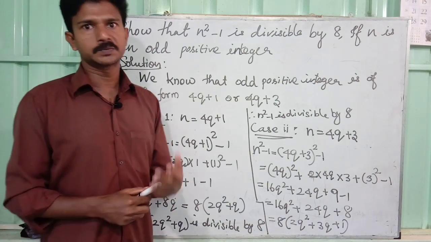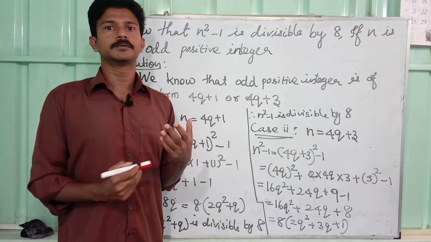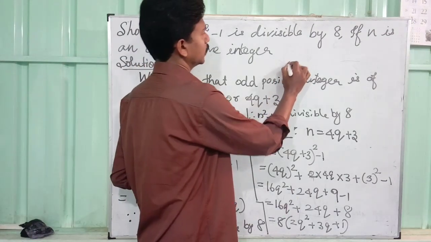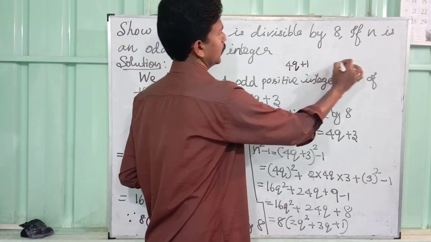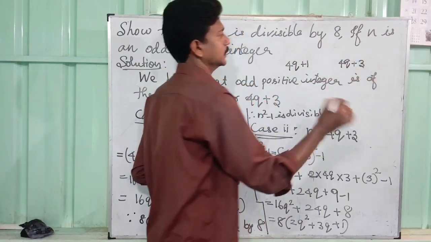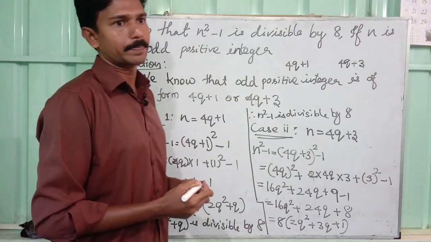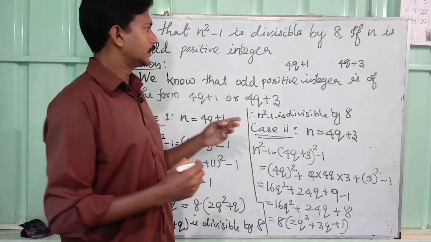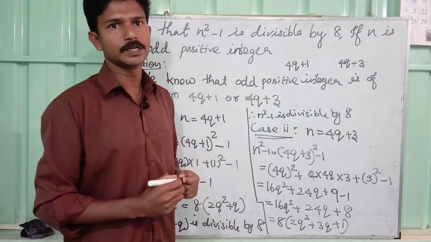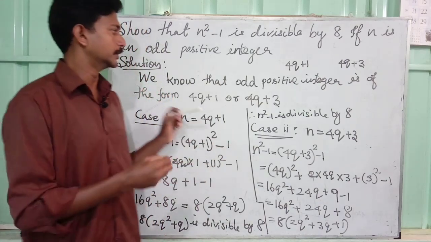In the NCERT textbook, if you see example 3, there is one question where we have to prove that an odd positive integer is of the form 4q plus 1 or 4q plus 3, right? So we are taking these two odd forms, 4q plus 1 and 4q plus 3. Why we are taking that form, I will say after explaining this.